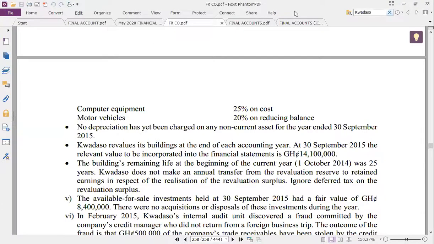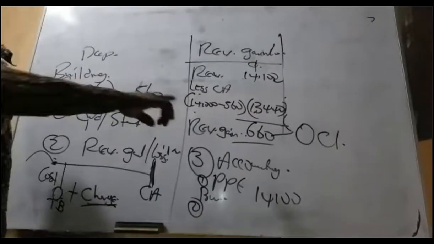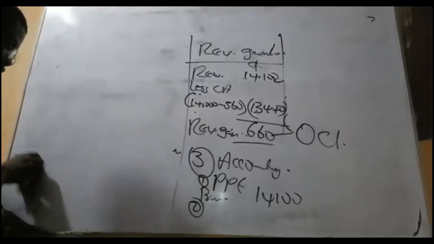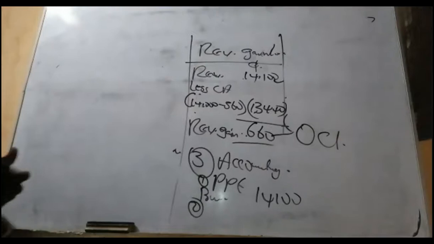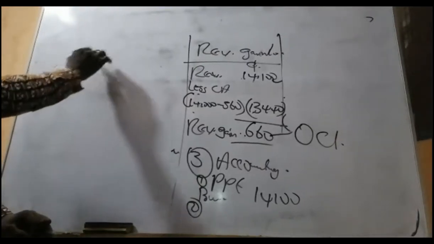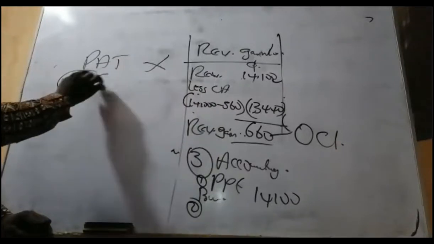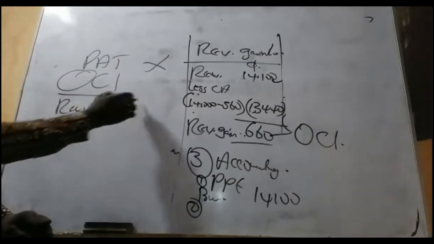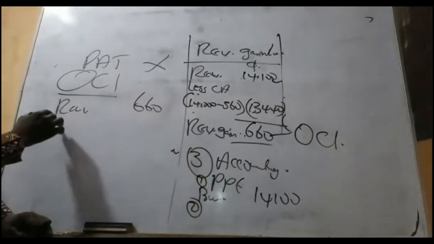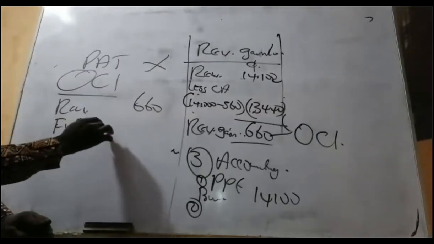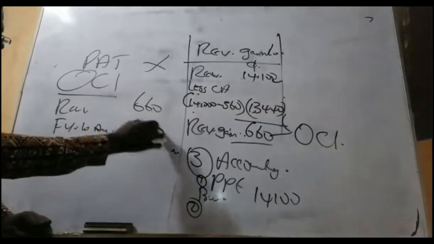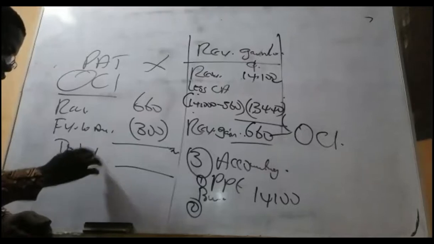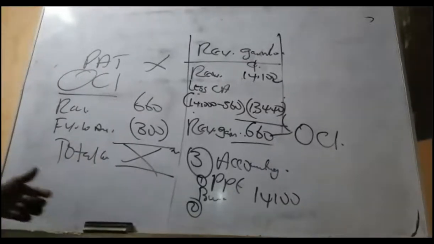So in short, if I should end here, our OCI will be something like this. There's a revaluation gain of 660 going to OCI. This is how I want the OCI section to look when I print this financial statement. This is the profit after tax. You write OCI as big as this. Revaluation gain 660. Then fair value loss on available for sale, which is 300. Put it in brackets. Then put it all together to get total comprehensive income. That is how we want it.